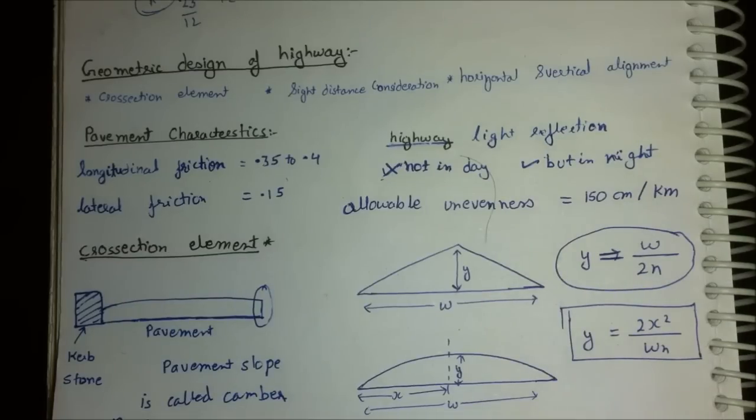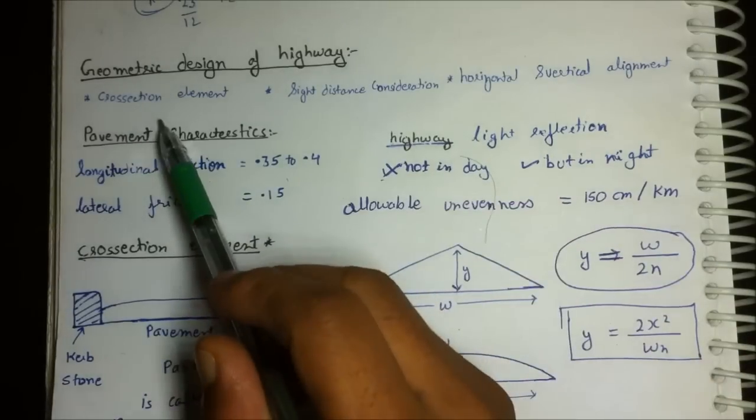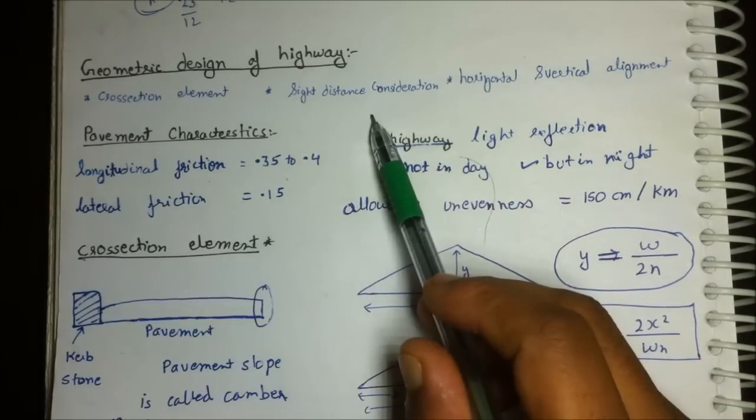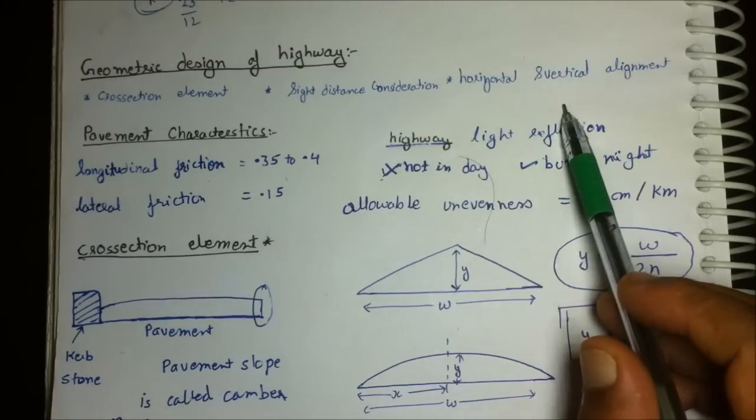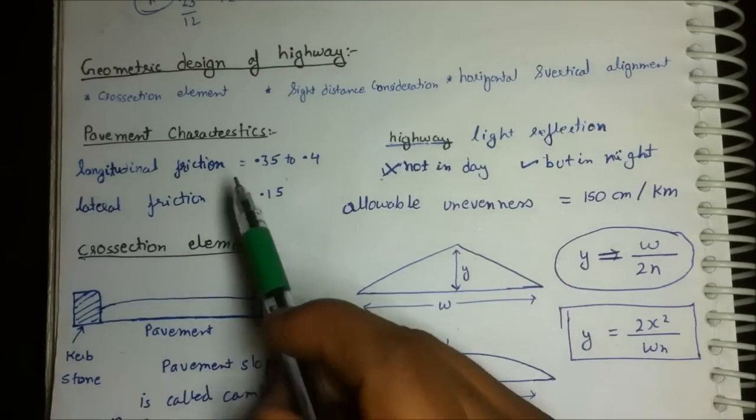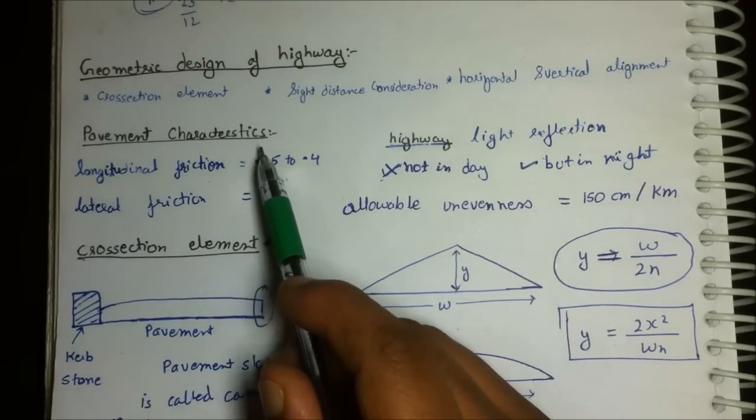Now after engineering survey, we are coming up to geometric design of highway, in which cross-section element, sight distance consideration, and horizontal and vertical alignment are supposed to be designed. The first thing to be considered is pavement characteristics.